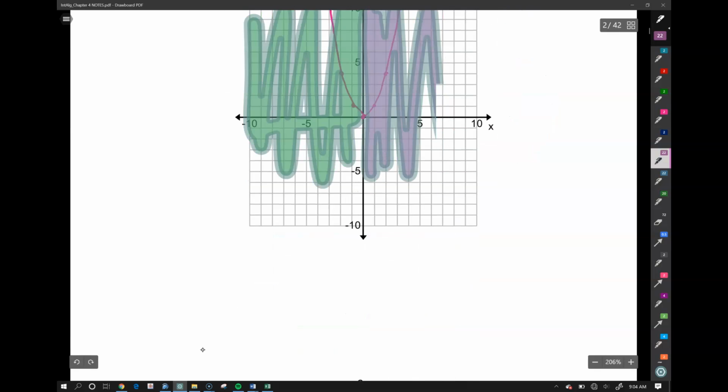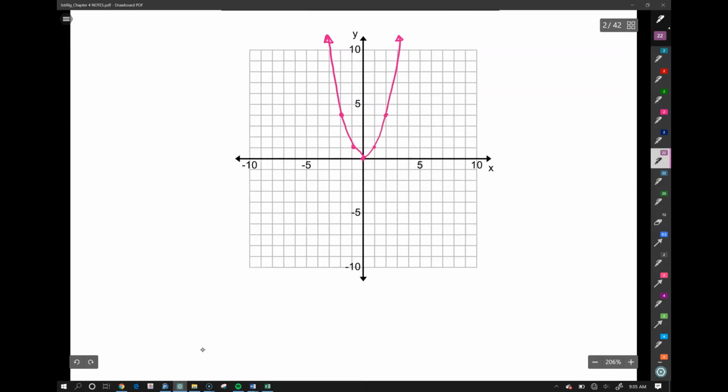Wait, do we need to color it? No, you don't. All I want you to do is just graph it.